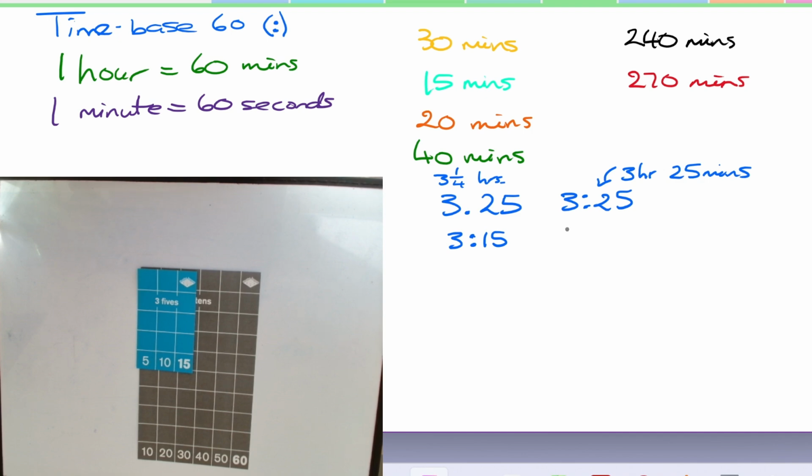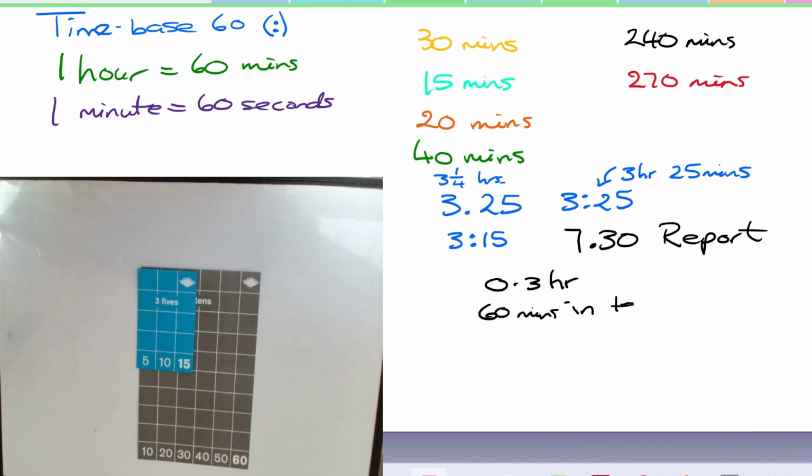So when you see the National Australian Broadcasting Service write down that they do the 7.30 report, and you write to them and you say, it's not actually the 7.30 report, because 0.3 of an hour, well, if I was to break up 60 minutes into 10 pieces, each piece would be 6 minutes. So 1/10 of an hour is 6 minutes.